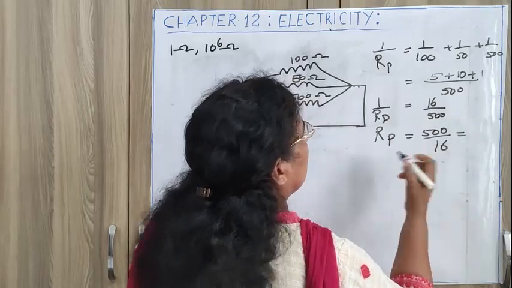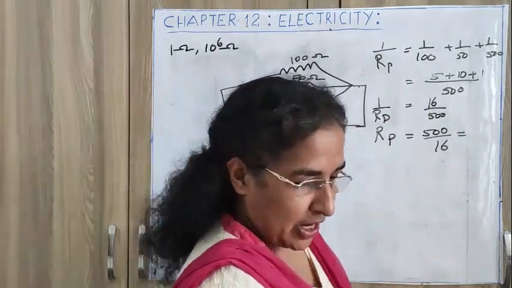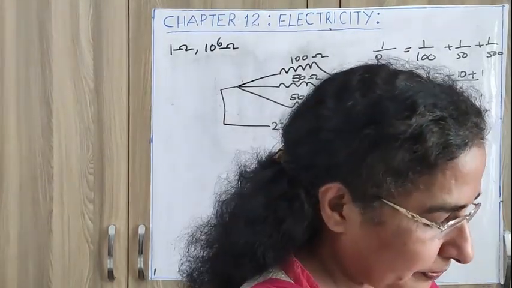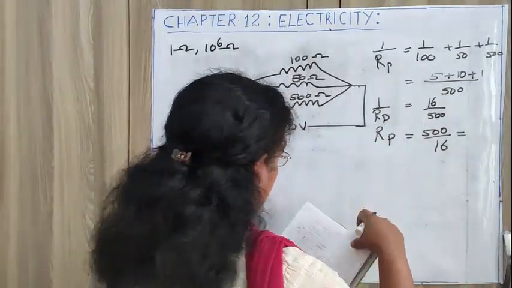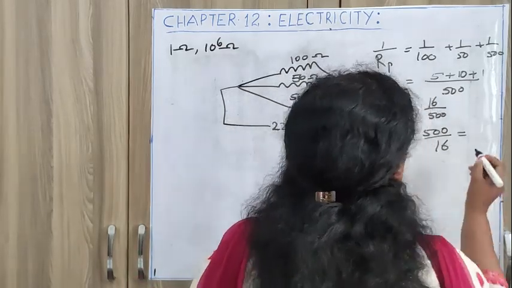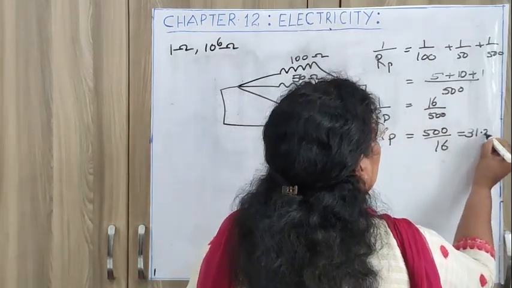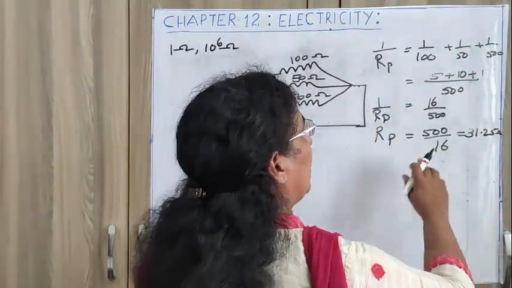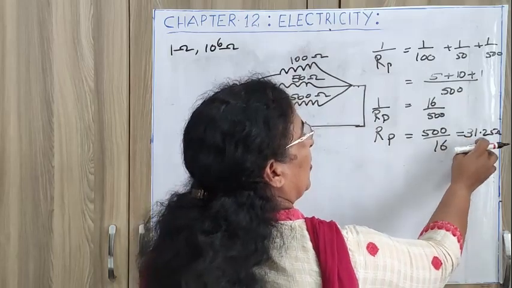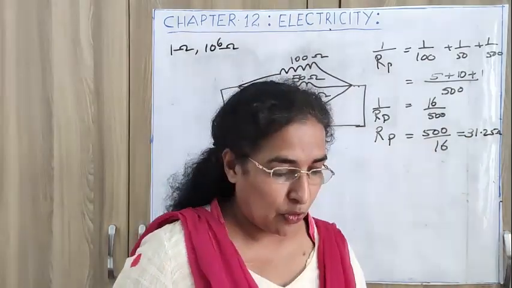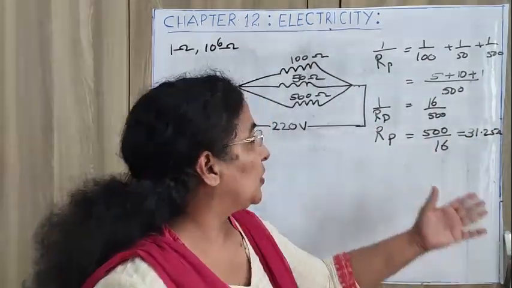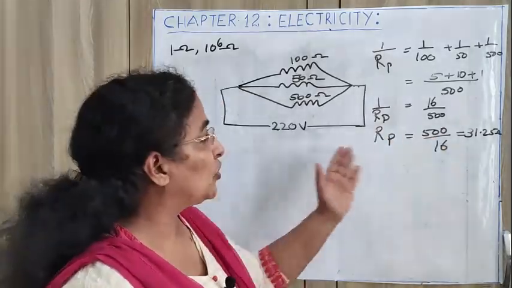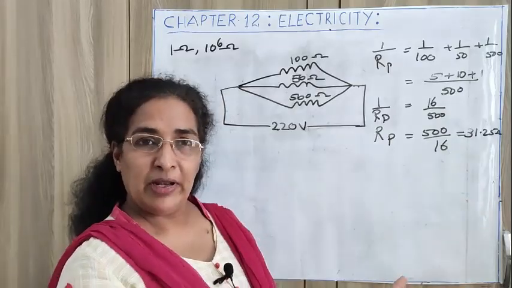500 upon 16 is equal to, I have already calculated it and kept, I will let you know. That is 31.25 ohm. This all you do yourself, the calculation part and all you do yourself. 31.25 ohm is the total effective resistance. So the resistance of the electric iron also should be this one. Now I can find the current through it.